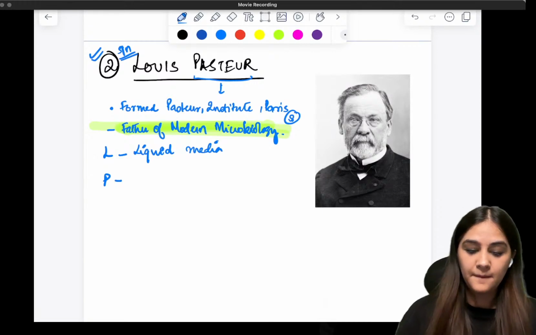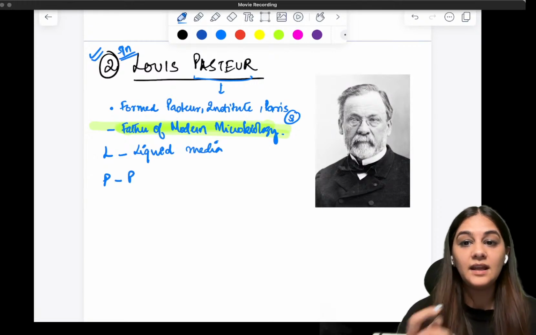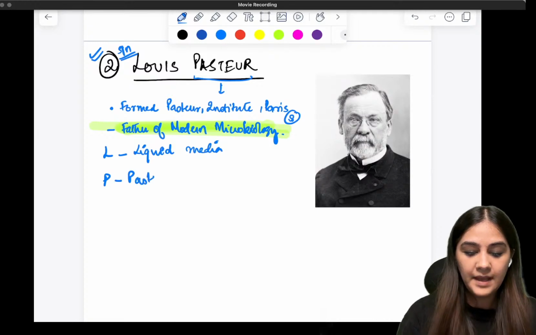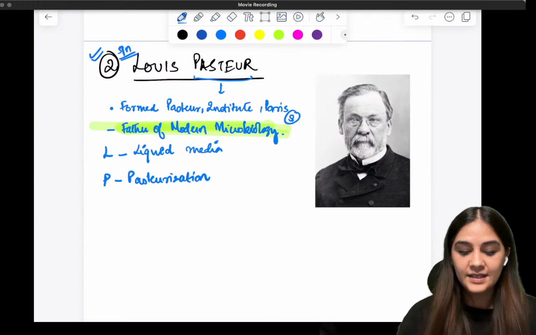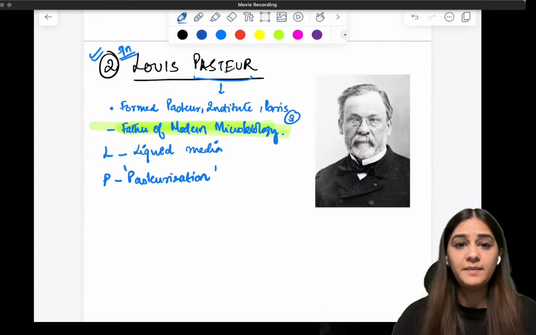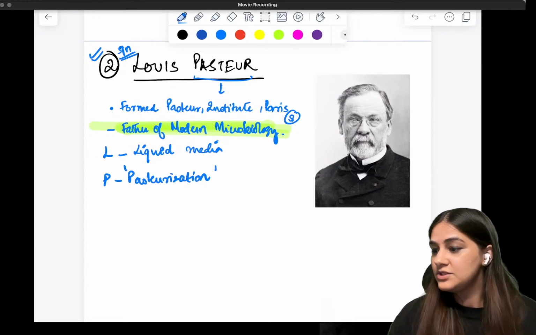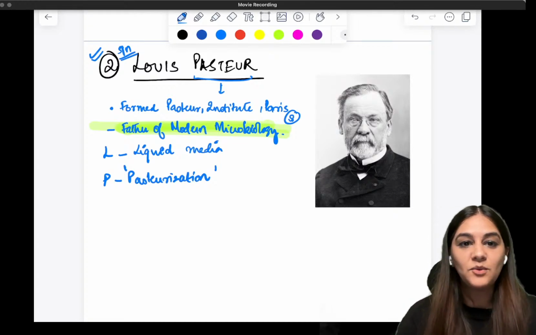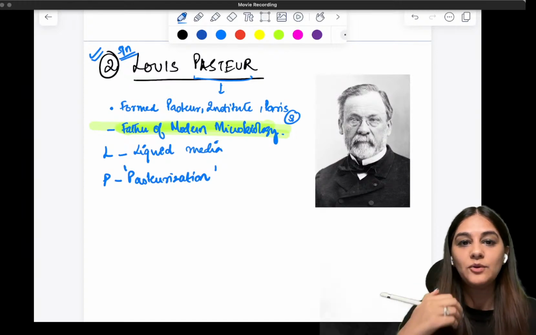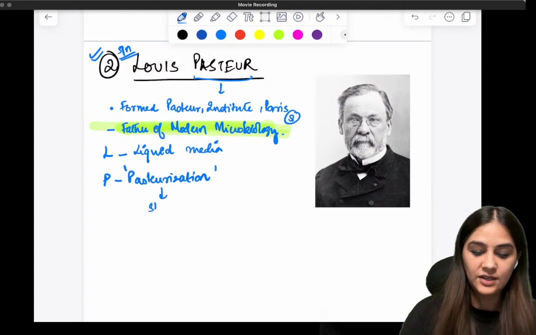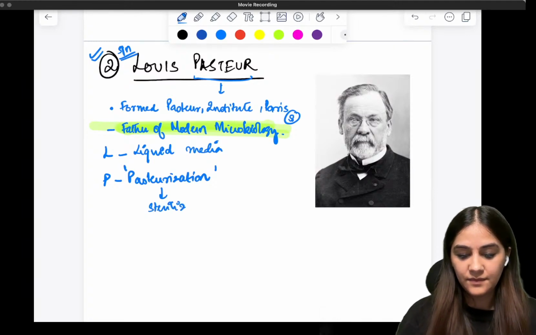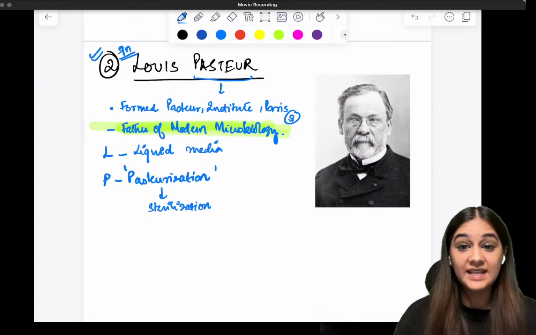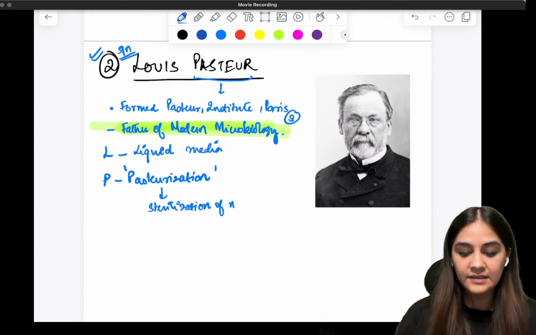Then P. P, what did he do? He gave us another concept of pasteurization, right? Just like his name, right? So he gave us the concept of pasteurization. What is pasteurization? So what is actually pasteurization? Pasteurization is a process of sterilization of milk.